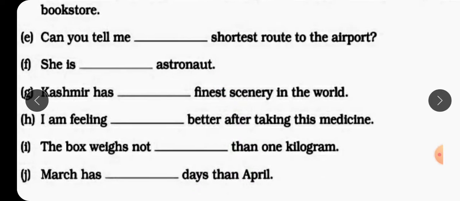And I am feeling much better after taking this medicine. The box weighs not more than 1 kilogram. And last sentence, students, March has dash days than April. And what should the answer be there? Less or more? March has less or more? What should the answer be there? More. Okay. March has more days than April.